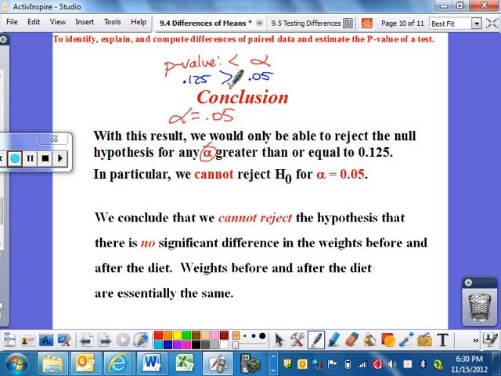I actually didn't put a conclusion. So at the 5% level, we conclude that we cannot reject the hypothesis that there's no significant difference in weights before and after the diet. Or you could write it as: at the 5% level, we fail to reject our null hypothesis, which means that there is no difference in weights before and after the diet. We cannot conclude any difference at all.